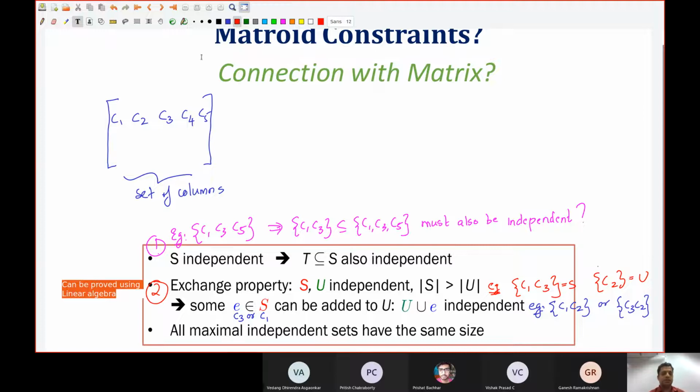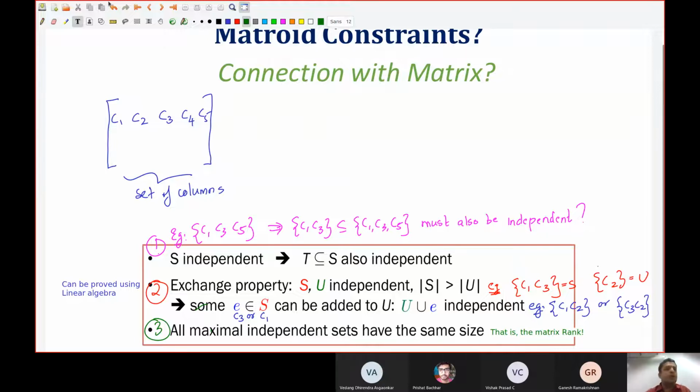So this is my second. And the third is all maximally independent sets, which means if you add one more element to that set, it doesn't remain independent. So all such maximally independent sets must have the same size. I mean, in the case of matrices, that's called the rank, right? Because that's the third property. Okay, so I hope this is very clear.